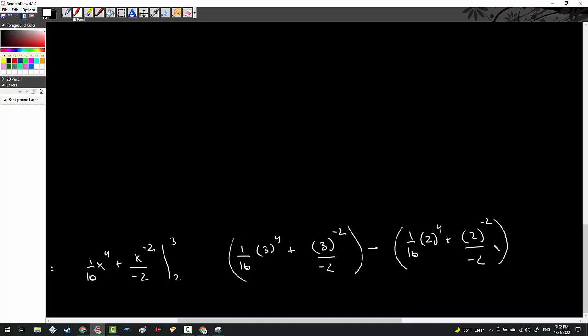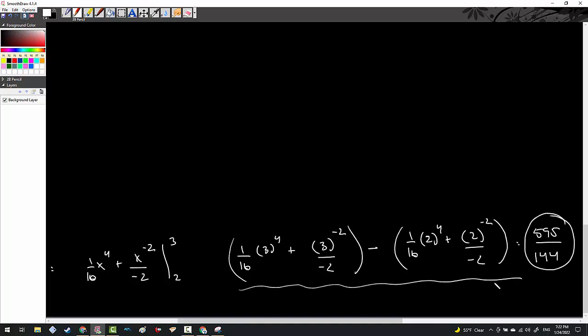And after all of that mumbo jumbo is done, and I will admit, I cheated, I put it in a calculator, it's 595 over 144. But of course, you can just stop right there. We wouldn't worry about simplifying that at all.